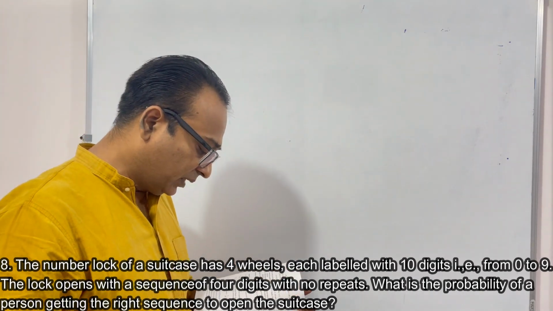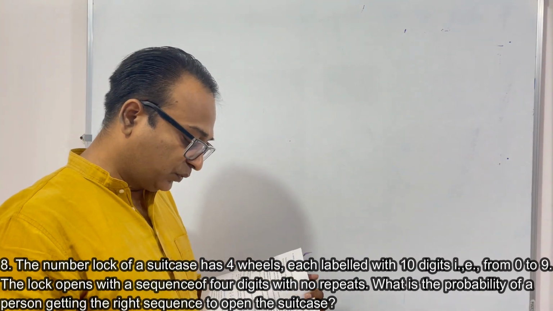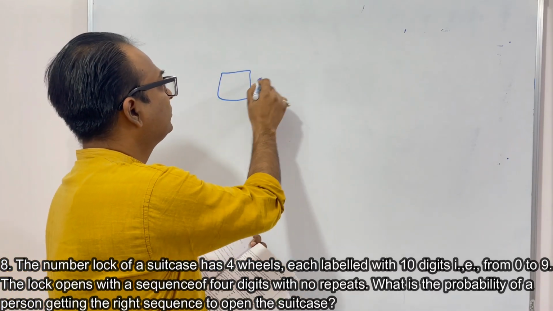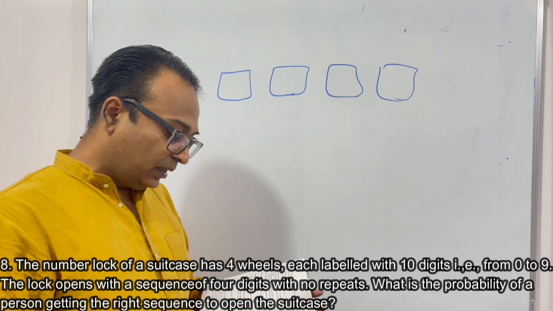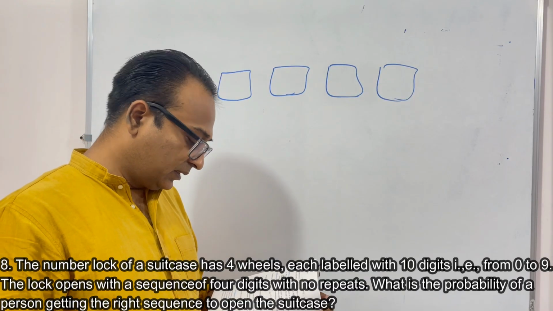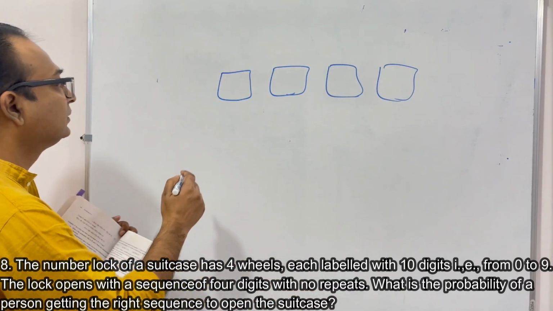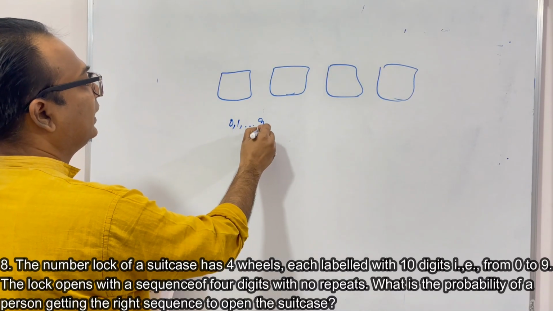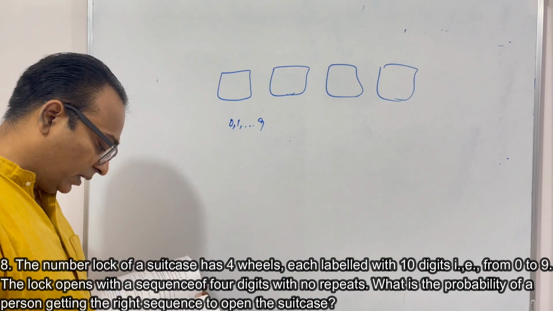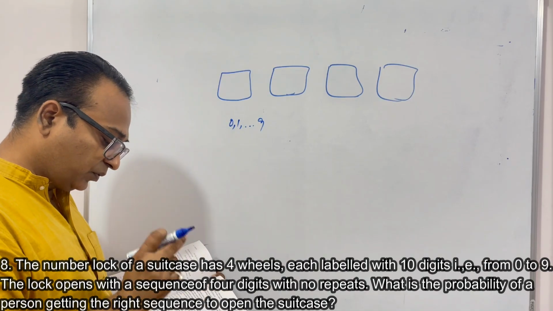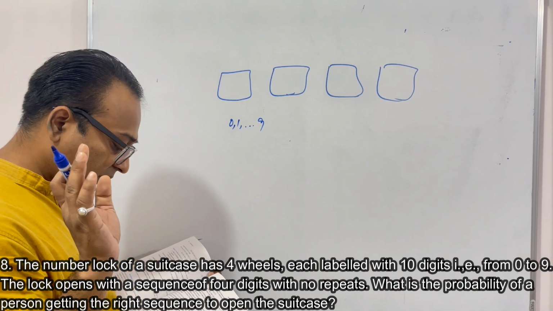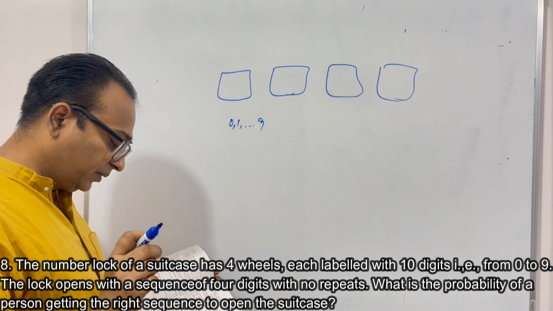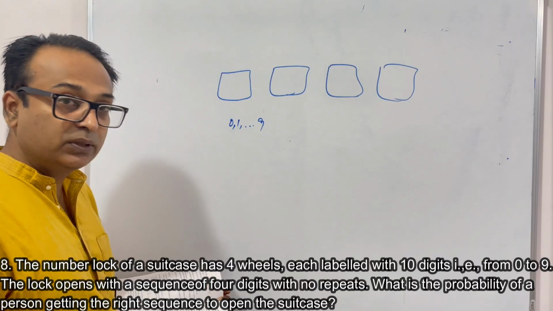It says the number lock of a suitcase has 4 wheels. Let these be the wheels, each labeled with 10 digits from 0 to 9. The lock opens with a sequence of 4 digits with no repeats. You cannot repeat a digit. What is the probability of a person getting the right sequence to open the suitcase?